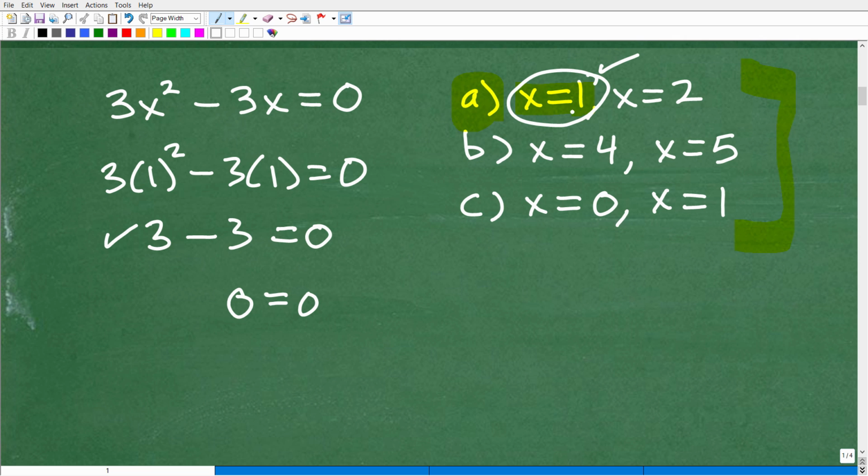But that doesn't mean anything because, guess what? I also have x equals 1 down here. So this is part of the solution. And I'm like, okay, well, it's either going to be this one or this one.